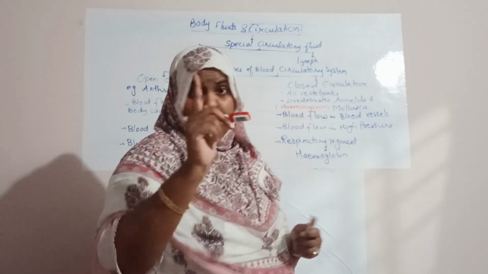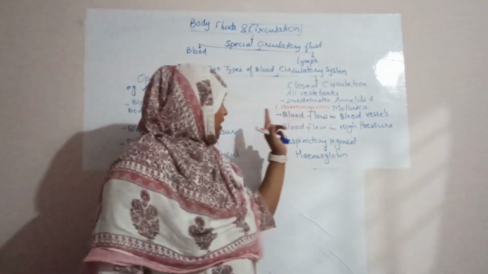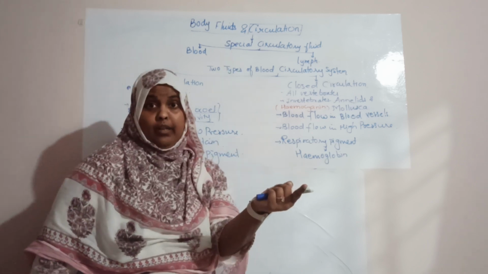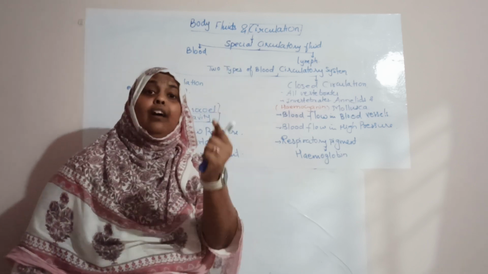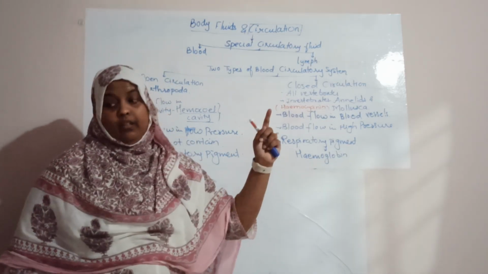So we also study this in the animal kingdom. In a mollusca, which respiratory pigment is present? Hemocyanin. Hemocyanin gives the blue color to the blood. Why? Because the copper pigment is present. This is a part of the closed circulation.